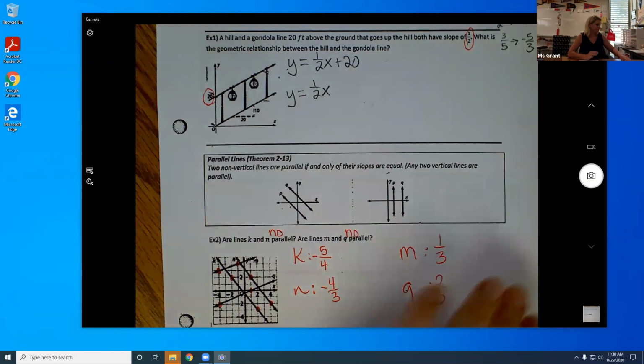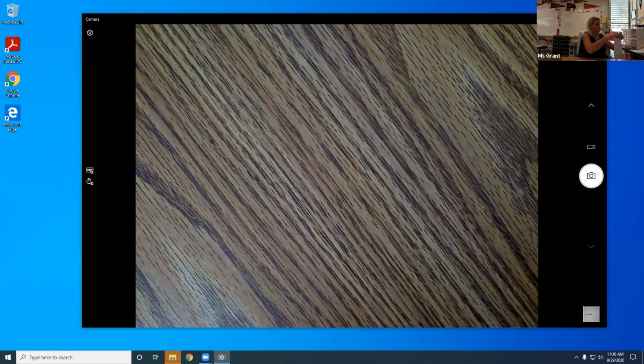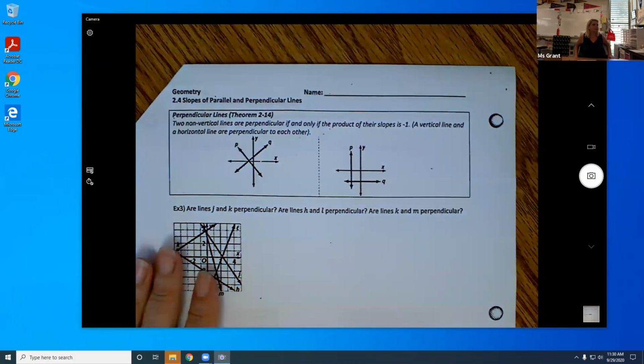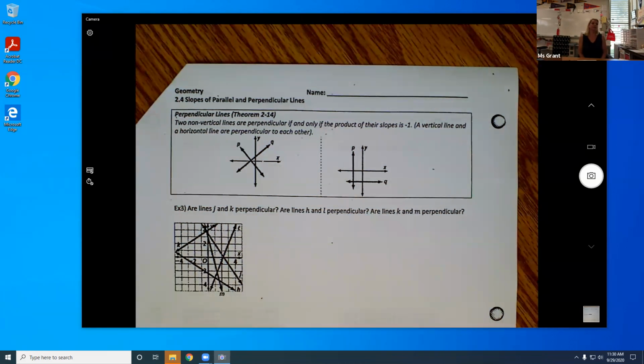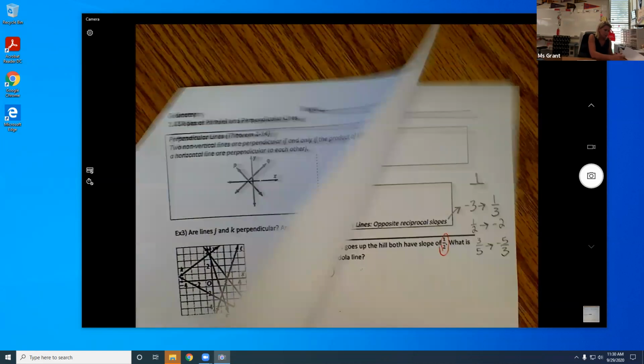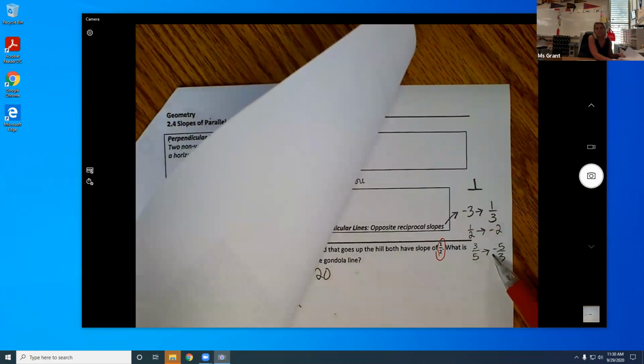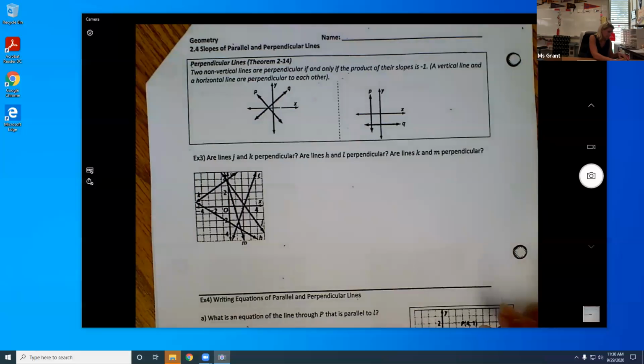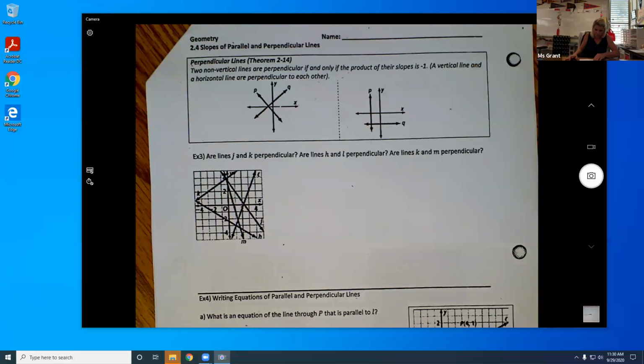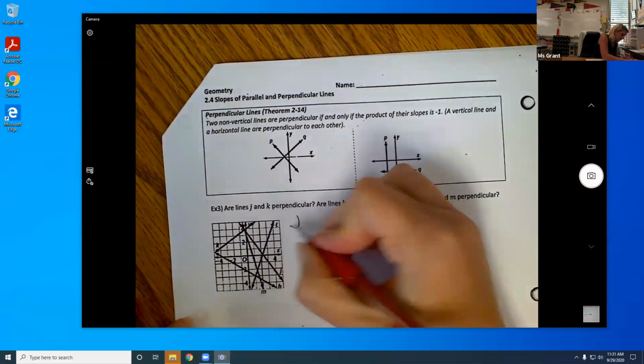Good. I'm going to turn the page. Perpendicular lines. Two non-vertical lines are perpendicular if and only if the product of their slopes is -1. Okay, we talked about that with our sample. Remember? Opposite reciprocal slopes. Opposite signs, reciprocal fractions. Okay, so we're going through and deciding what's perpendicular. I want opposite reciprocals.